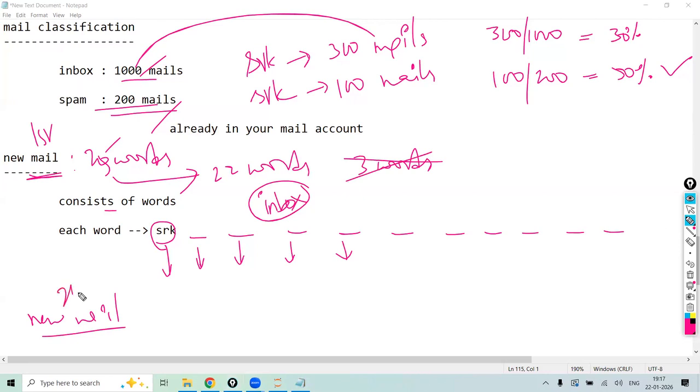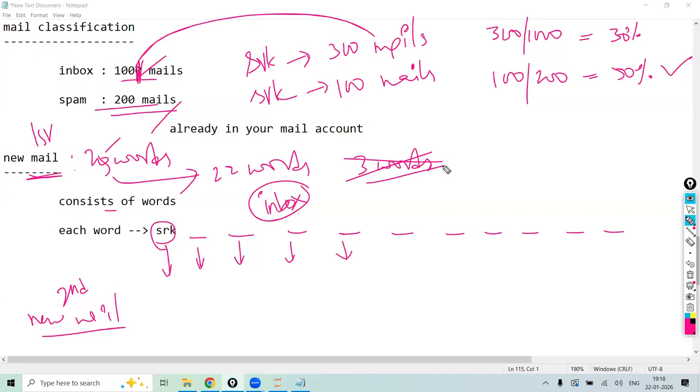Now, the second mail you are going to receive, next day or the same day. When you receive the second mail, the first mail, whatever you have already classified into the inbox, now your inbox will have a total of 1001. Now these 3 words are also included there in the inbox. Like that, the more data comes, automatically more words will be integrated.